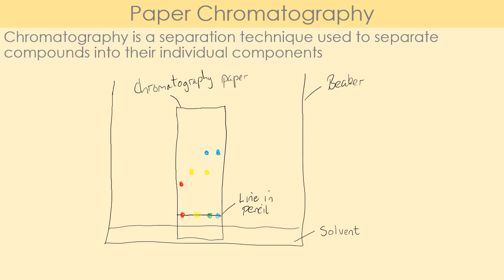We have a few more key words to learn here. Our solvent is also known as our mobile phase. It is the part that is going to move in chromatography. It will move up the paper. Our chromatography paper is known as our stationary phase. It will not move at all. It's the only thing within chromatography that will not move.